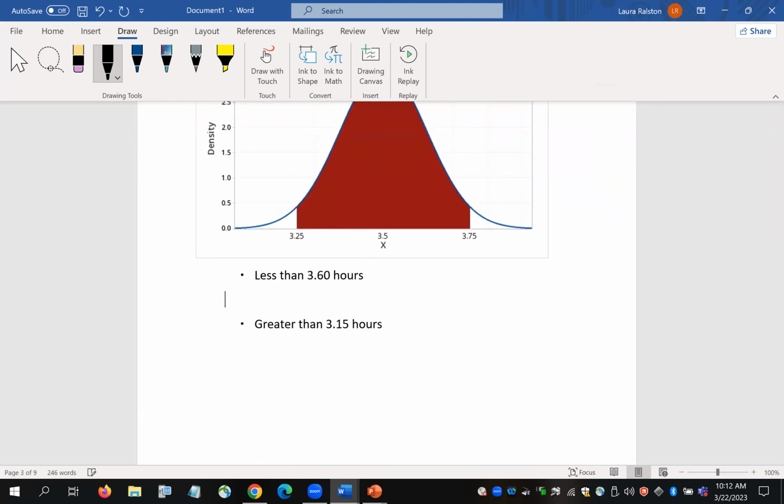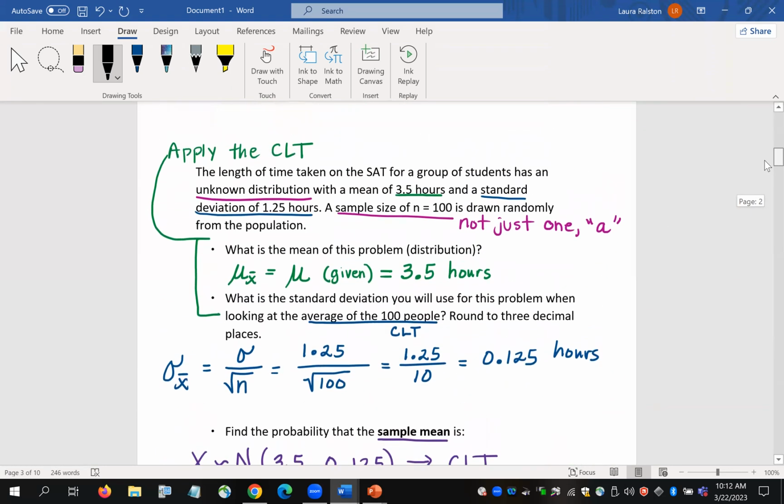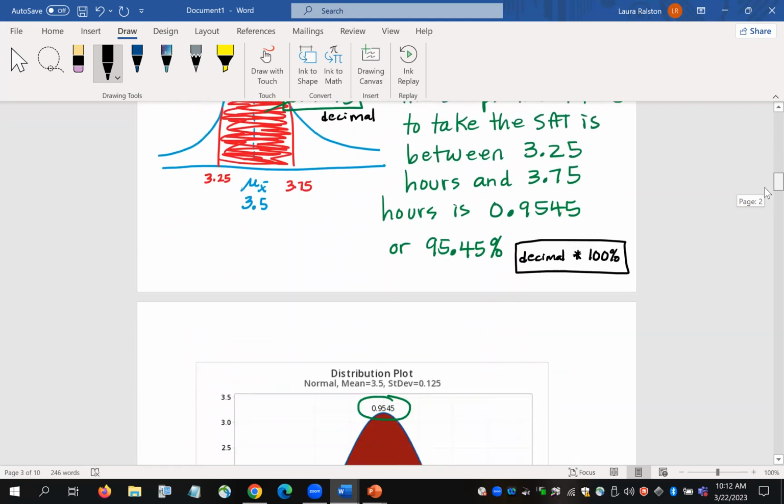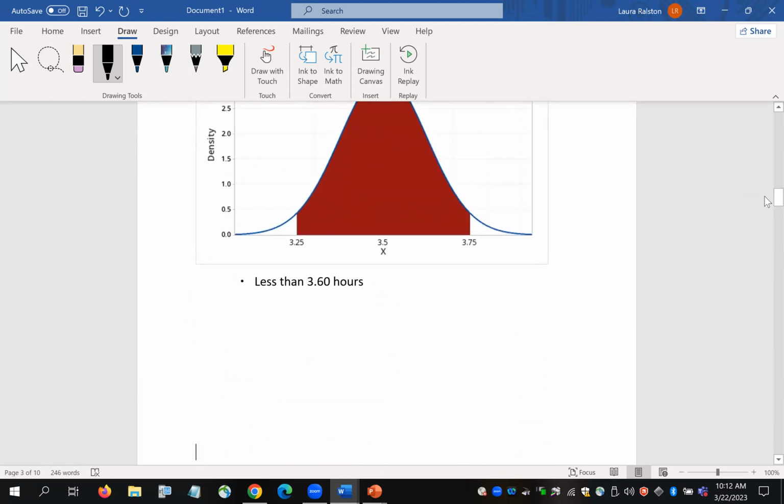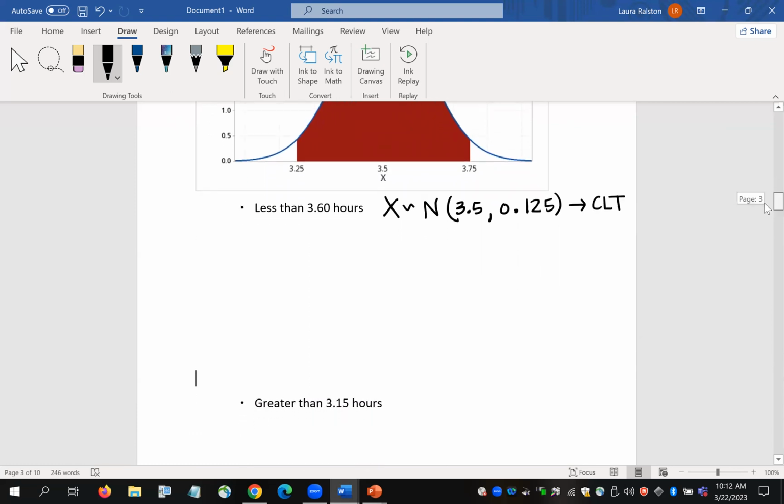Okay, so let's look at this next one. Same scenario, so we know that the length of time taken on the SAT for a group of students has an unknown distribution, but we have forced it to be normal by applying the central limit theorem. Okay, so I still know here that my variable is approximately normal with a mean of 3.5 and a standard deviation of 0.125 because I have applied the central limit theorem and forced that unknown distribution to be normal.